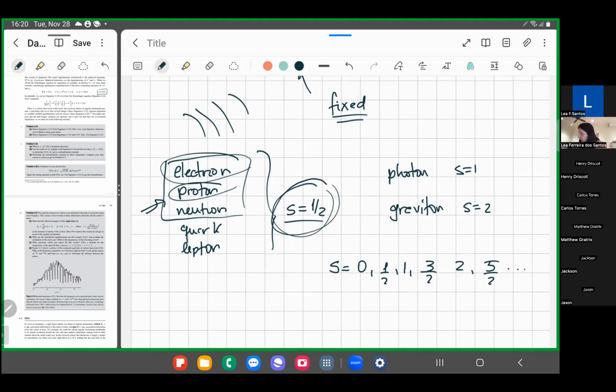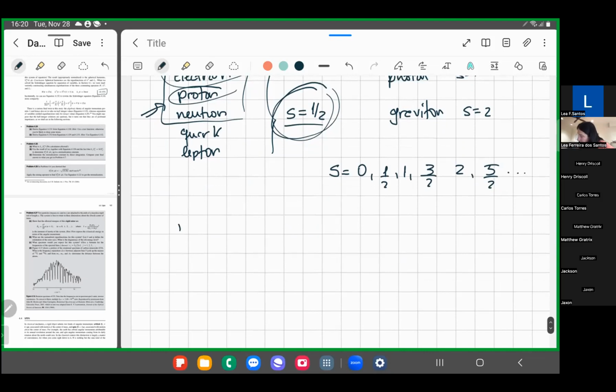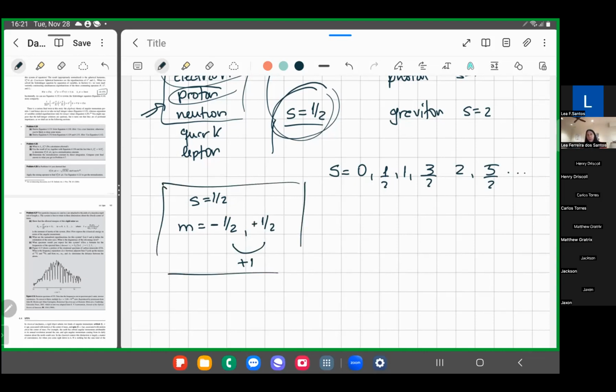And what are the possible values for the M? When S is half, the M is the same as we had before. The minimum value is minus S, so it's minus half. We increase it in integer steps, so the maximum value will be plus half. Okay, so this is what we'll be studying. And probably on Thursday in person, yeah?